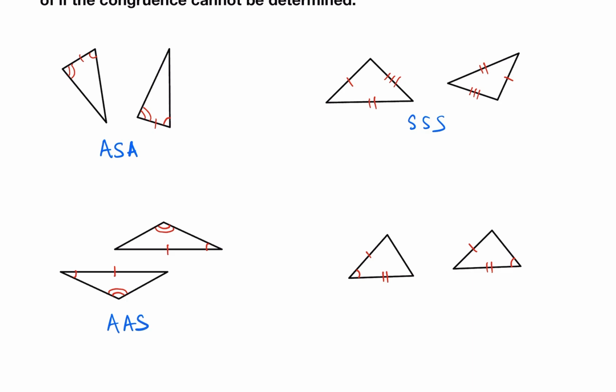And if we take a look at the last pair, we see that this triangle has a side, angle, side. However, we have an angle, side, side. Not quite exactly consistent, and so we would say that this is not congruent.